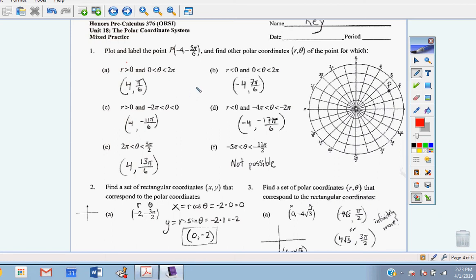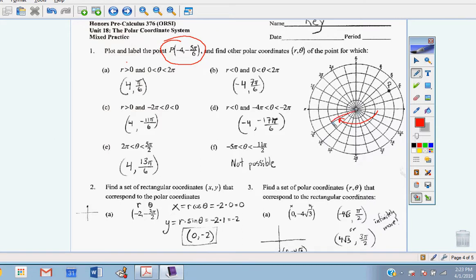I'm going to go a little quicker probably on this one because I did a pretty extensive job on day 4. But again, there's an infinite amount of ways of naming point P. Not of plotting it, like it is right here. Why is it there? Well, if we go in the negative direction here, that's negative 5 pi over 6.